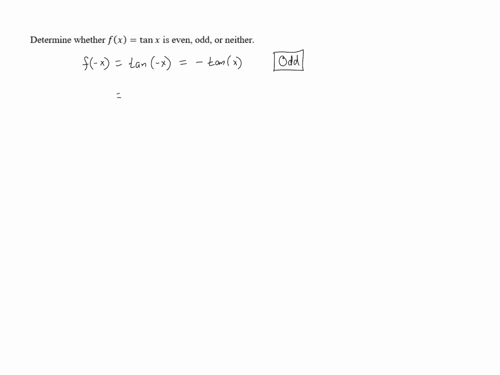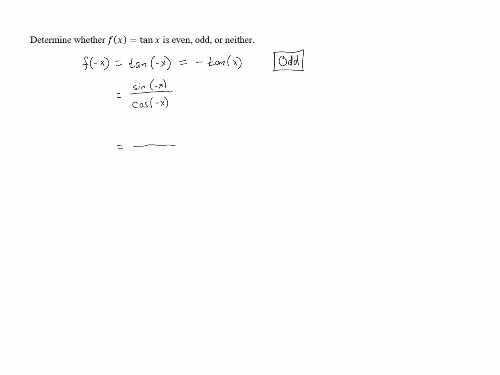Now, you might not know that identity, in which case you might look at tangent of negative x as sine of negative x over cosine of negative x. And at this point, you can either use identities or you can use your knowledge of whether these functions are even or odd themselves to simplify each of these.